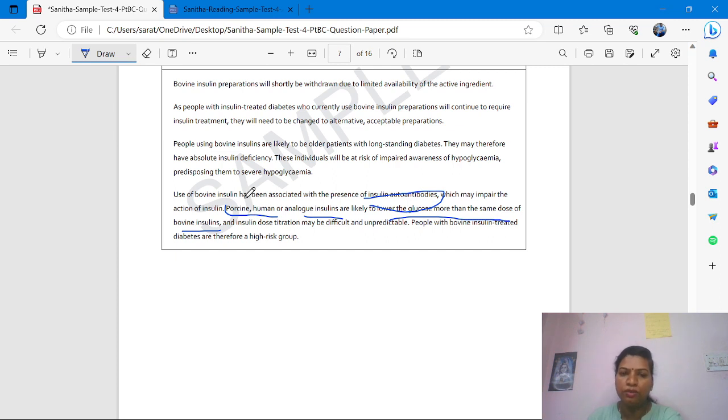So because of this, if the patient uses alternative insulin therapy, there is a chance of getting severe hypoglycemia. And insulin dose titration may be difficult. Sometimes it is difficult and unpredictable. People with bovine insulin treated diabetes are therefore a high risk group.